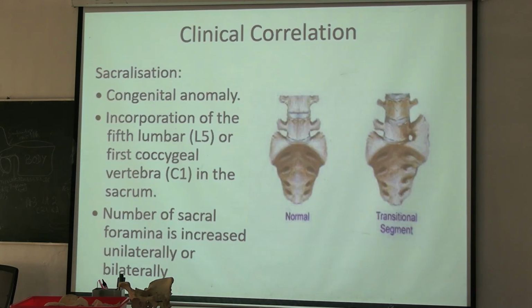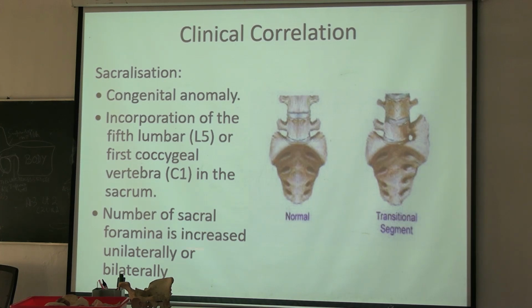Next we go to clinical correlation. These are very important for your viva, and clinical correlations also come as a short note. Sacralization, lumbarization, these are important. Okay, so you understand it. Sacralization is a congenital anomaly where another vertebra fuses with the sacrum. So, incorporation of the fifth lumbar vertebra or the first coccygeal vertebra in the sacrum is known as sacralization.